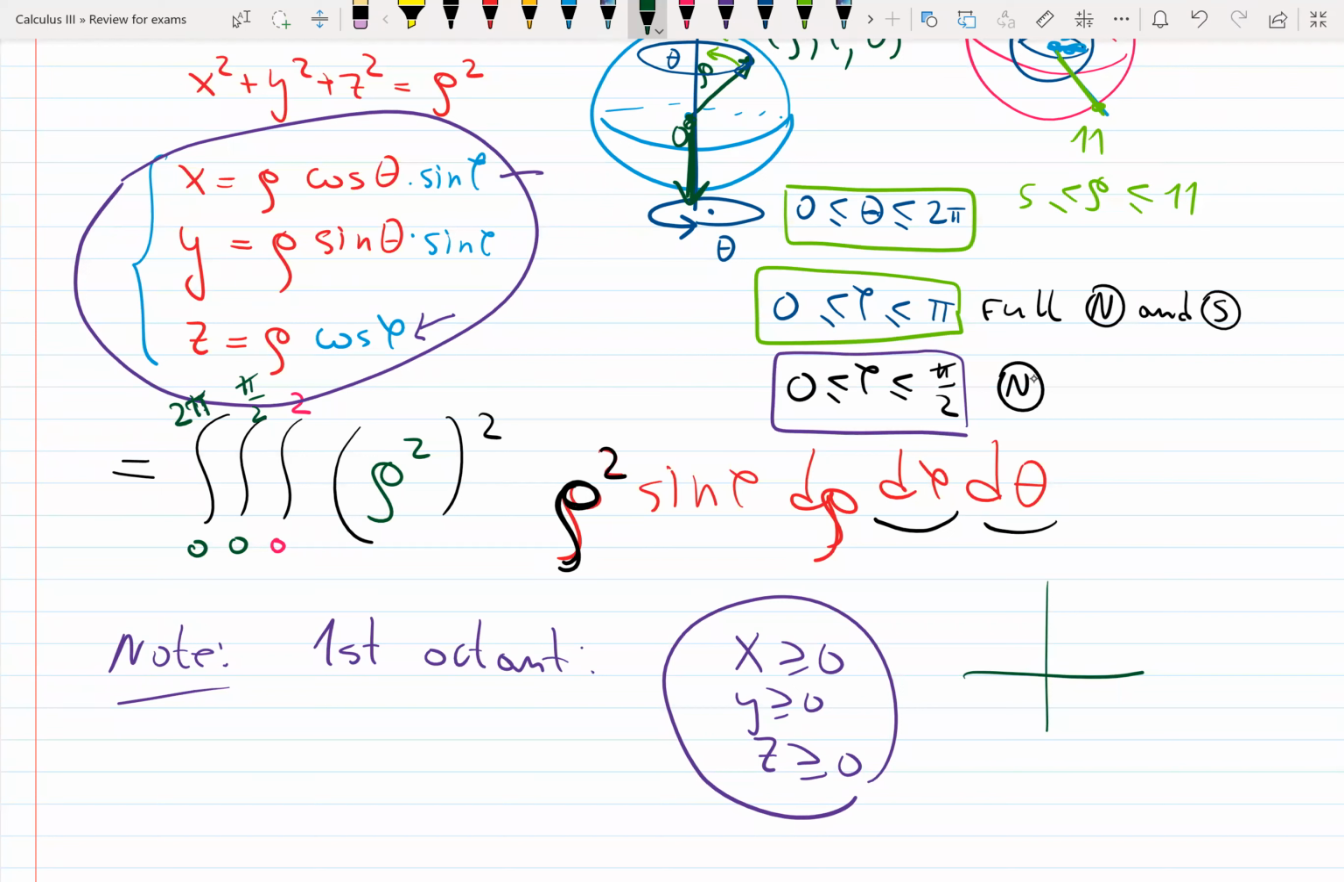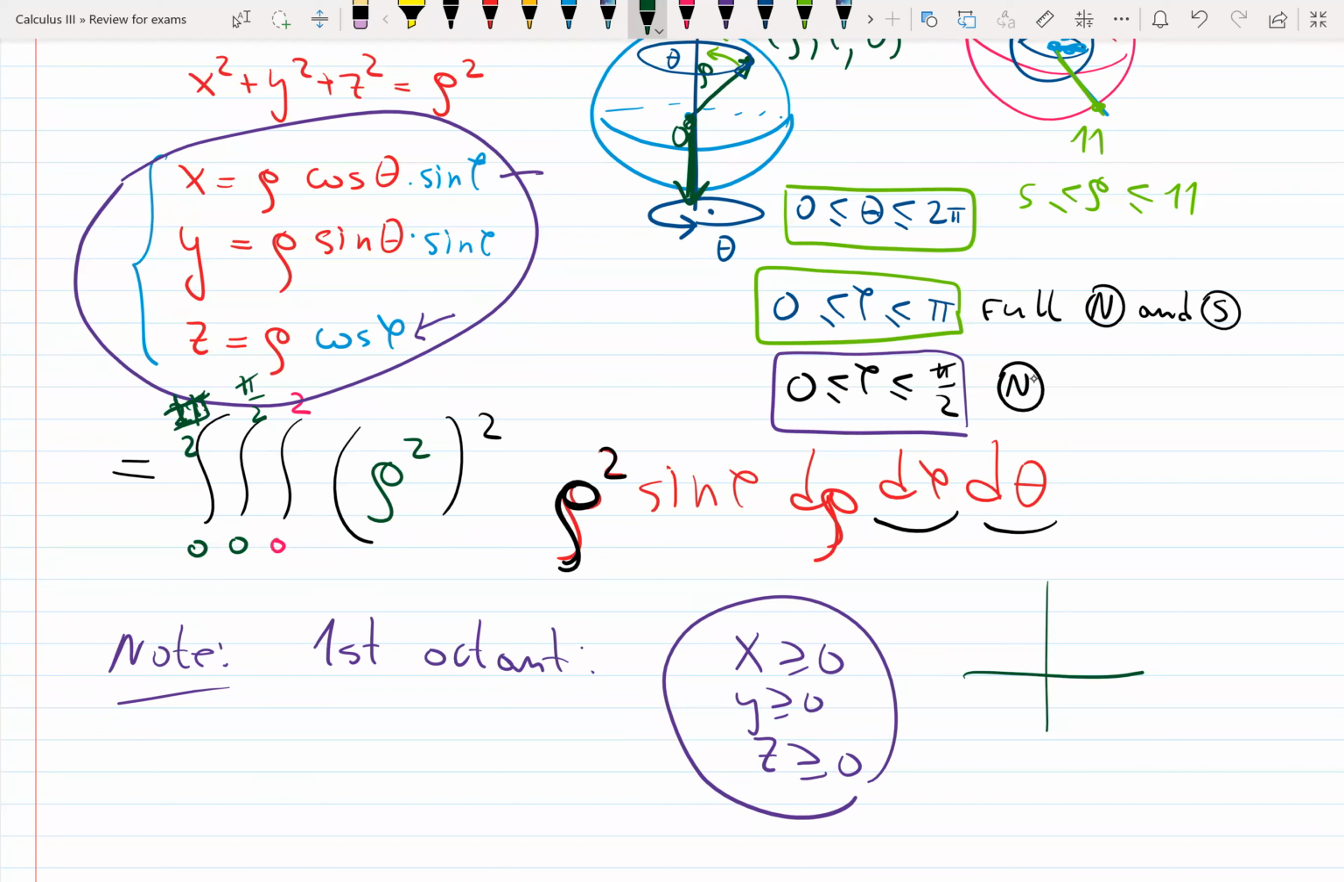That's for phi, but for theta? No, for theta too, because you're going from the first octant, so that's only going to be from the x-axis to the y-axis. So it's going to be from 0 to pi over 2. Yeah, I think you're right. 0 to pi, also to keep x, y, and z positive. Yeah, first quadrant. From 0 to pi over 2.